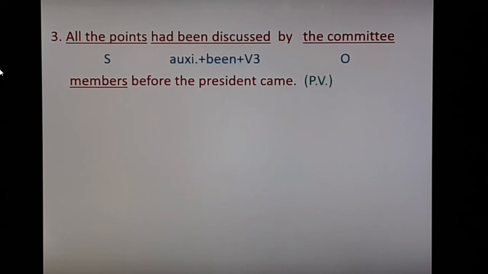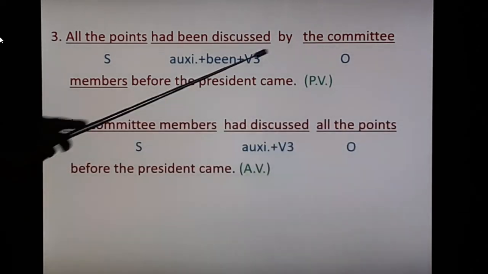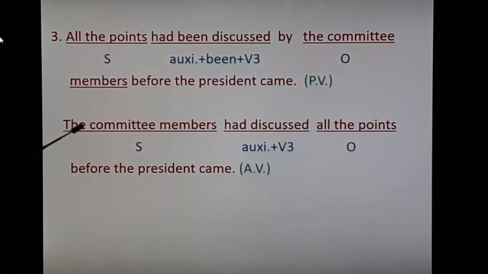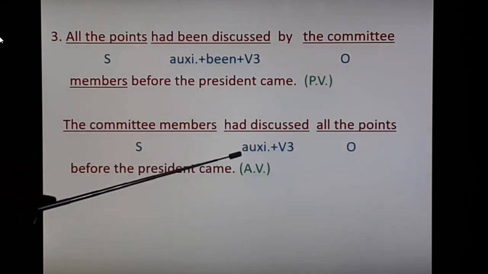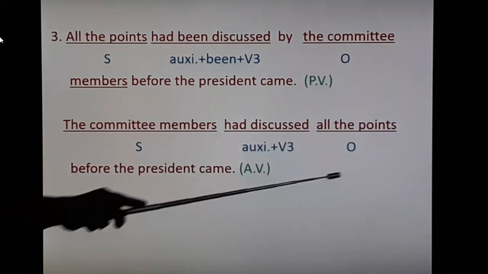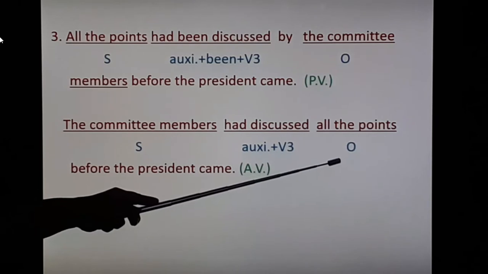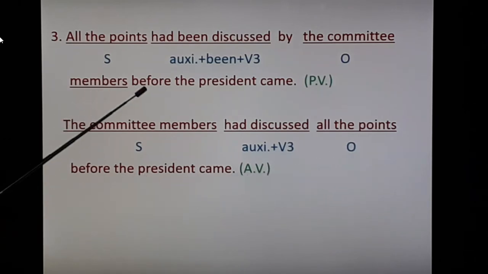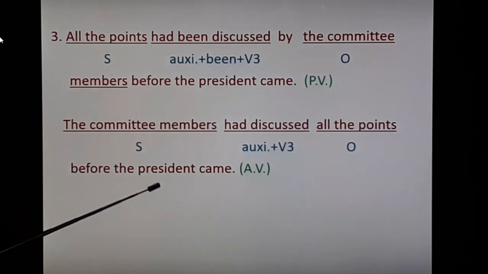Now how to turn this passive to active? So here the committee members will come in the beginning. After that had, then V3 form. You have to remove been because we are framing active voice. Then all the points you have to write here. It was the subject, so here it becomes the object, and then the same sentence. Copy the same: before the president came. This is active voice.